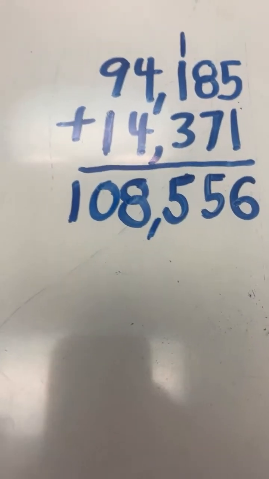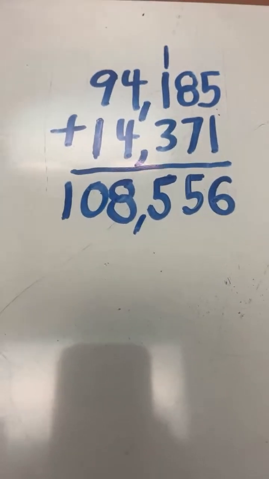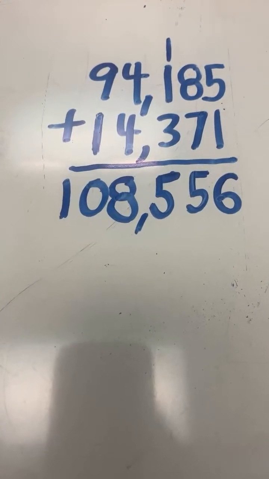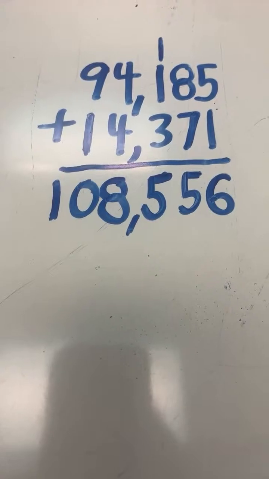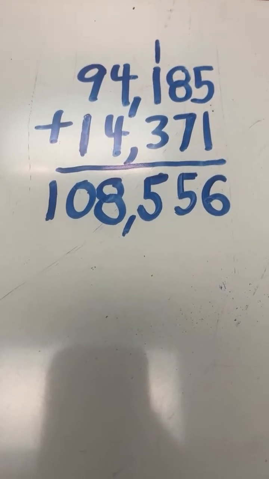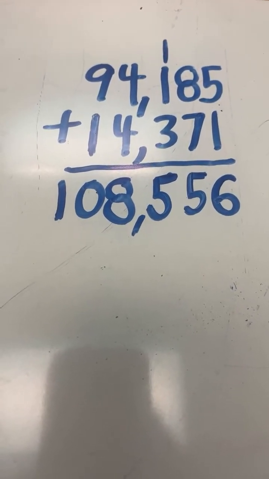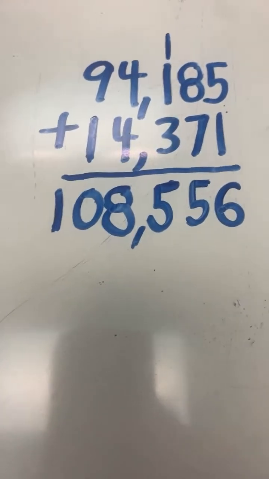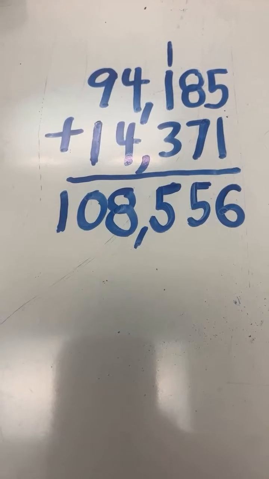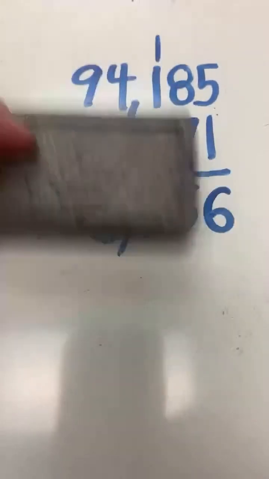And we have our final answer. 94,185 plus 14,371 equals 108,556. All right, moving on to the next example problem.